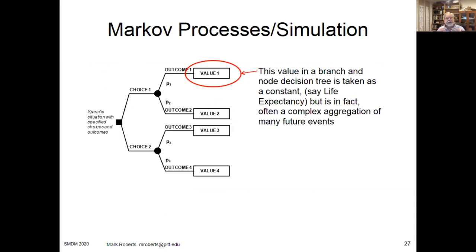So, although branch and node decision trees are often the common beginning, almost all models have some more complicated representation of how you understand the values at the end of a particular branch when an outcome occurs. In a simple branch and node decision tree, that value at the end of the branch might be simply a life expectancy, some number of years or some number of quality adjusted life years. But it's a combination of a lot of very complex events that happen in the lives of people who found themselves in that particular outcome. Next slide.